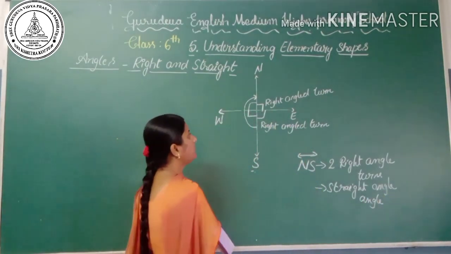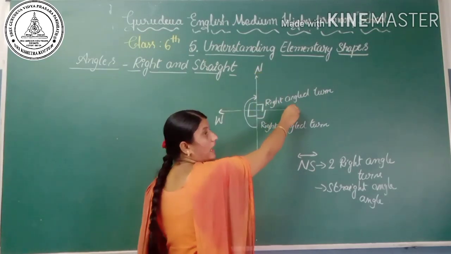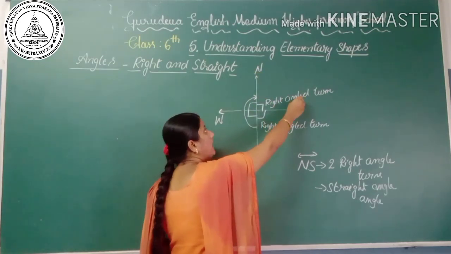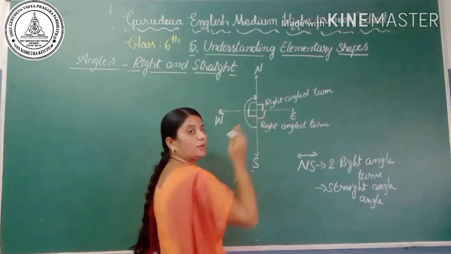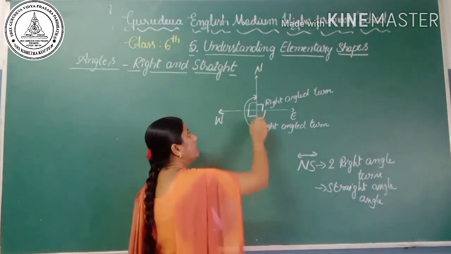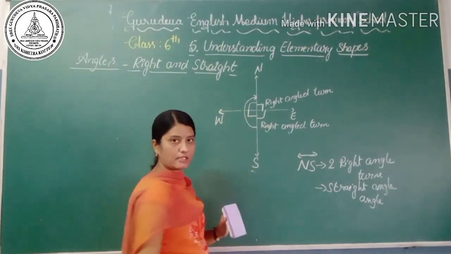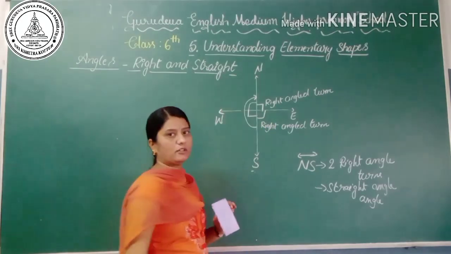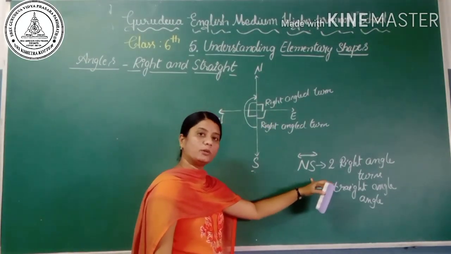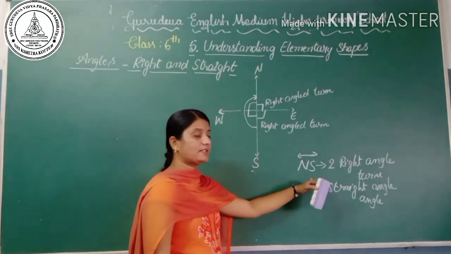Yes, you can see here, from the north to the east you have turned through the right angle turn, and from the north to the south you have turned through the two right angle turns. So north to the south is a straight line, so we can call it a straight angle turn. So a straight angle turn is two right angle turns. Can we say that?